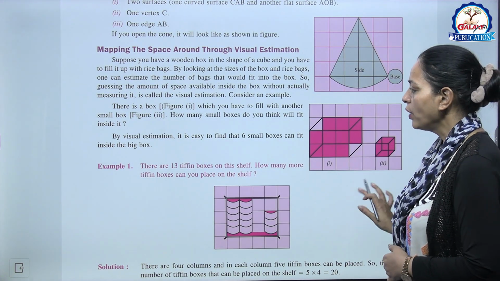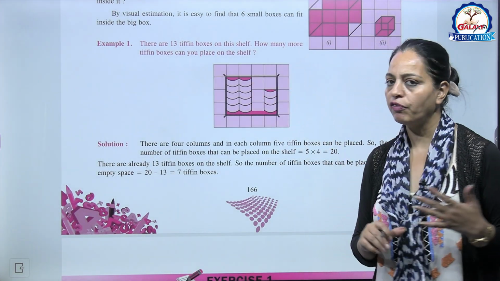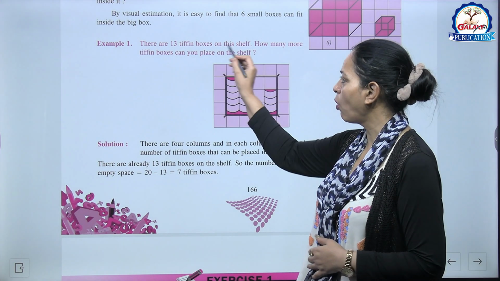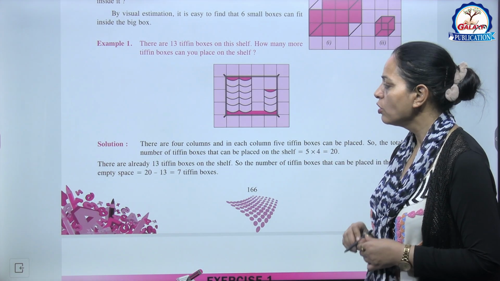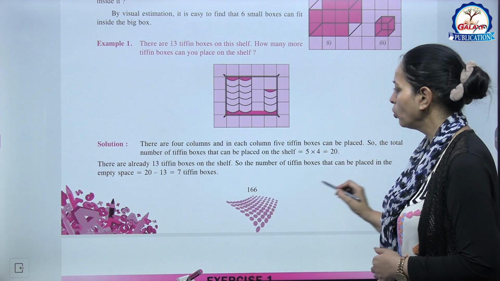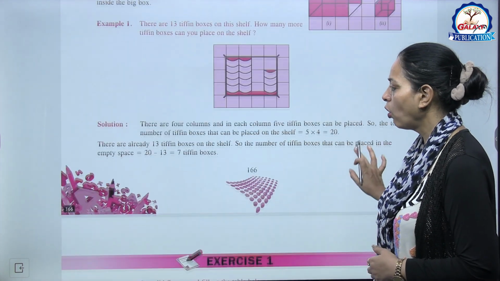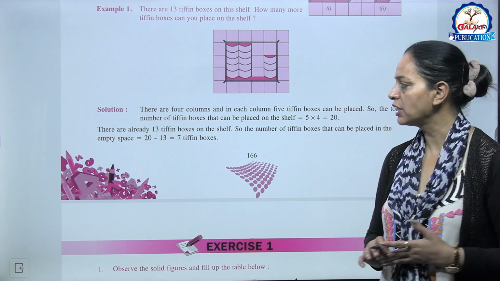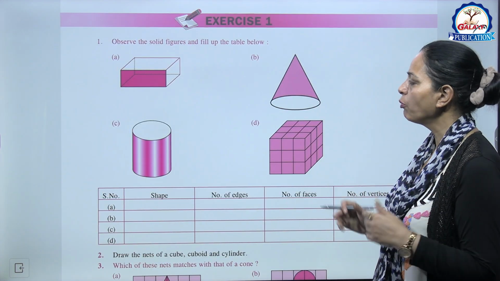Okay, so now example 1, there are 13 tiffin boxes on this shelf. How many more tiffin boxes can you place on the shelf? आपके पास क्या है, 13 टिफिन बॉक्सेस हैं शेल्फ पर. सो हाउ मेनी मोर टिफिन बॉक्सेस कैन यू प्लेस ऑन द शेल्फ? So there are 4 columns and in each column 5 tiffin boxes can be placed. So the total number of tiffin boxes that can be placed, 5 into 4, 20. So there are already 13 tiffin boxes on the shelf. So the number of tiffin boxes that can be placed in the empty space is 20 minus 13, that is 7 tiffin boxes.